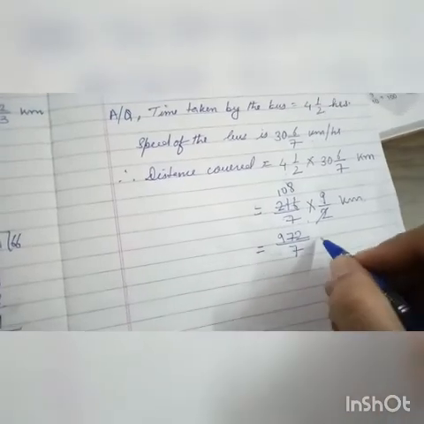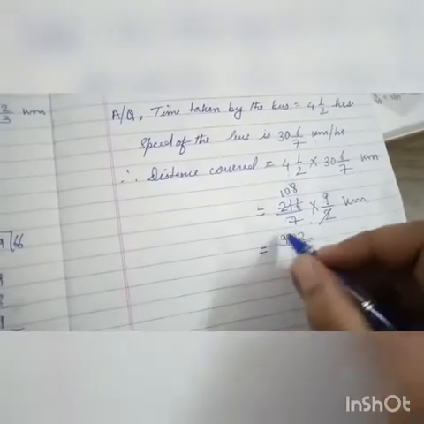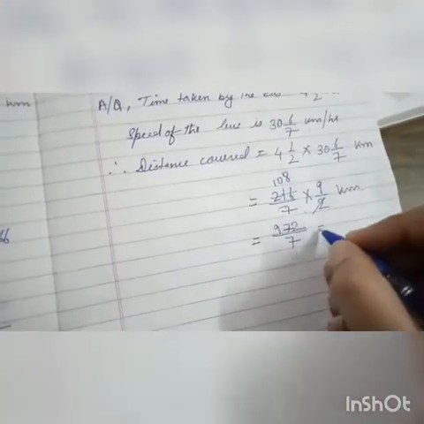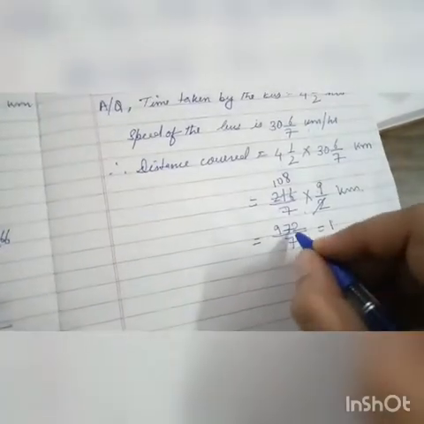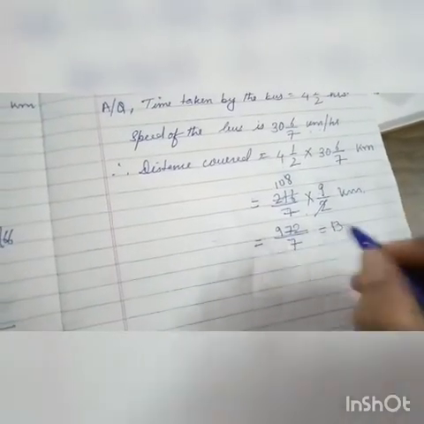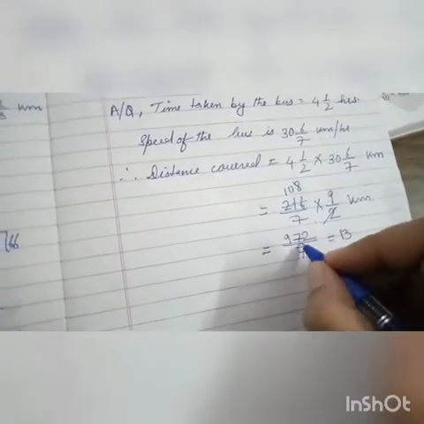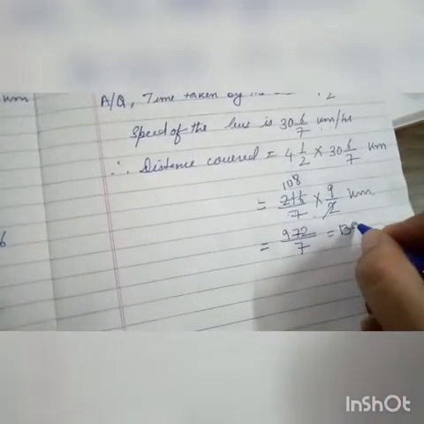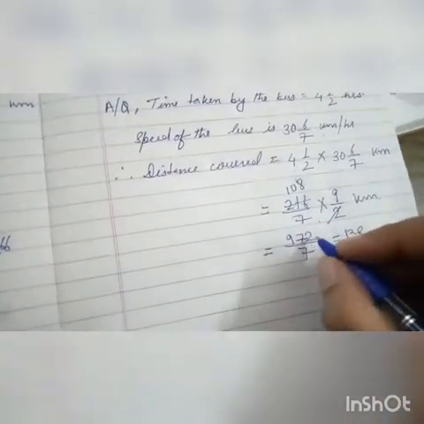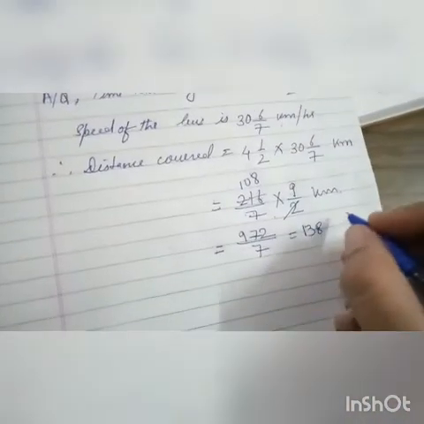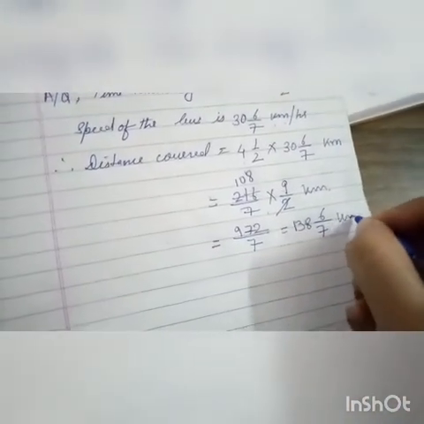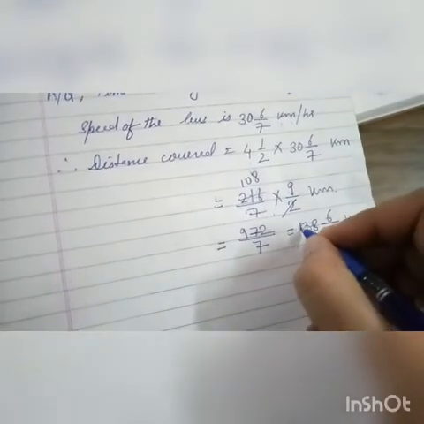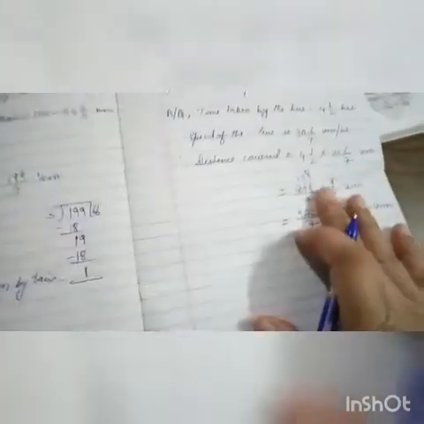Now what you can do? You can divide this and convert it into a mixed number. Let's convert. 7 1s are 7, 27, 7 3s are 21. Now 62, 7 8s are 56, 6 left. Now we can't divide, so 6 by 7. This is the kilometer covered by the bus.